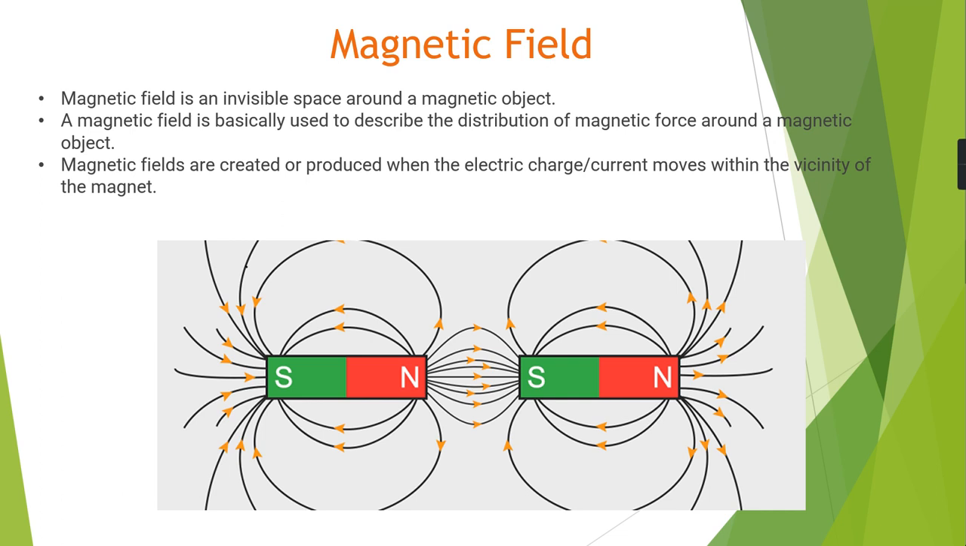Magnetic field. Magnetic field is an invisible space around a magnetic object. A magnetic field is basically used to describe the distribution of magnetic force around a magnetic object. Magnetic fields are created or produced when an electric charge or current moves within the vicinity of the magnet.